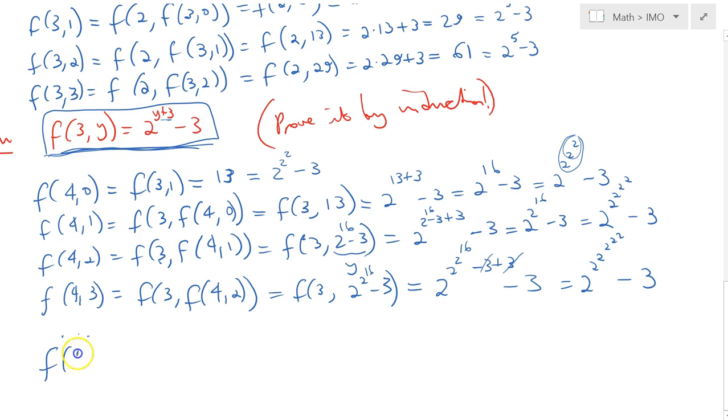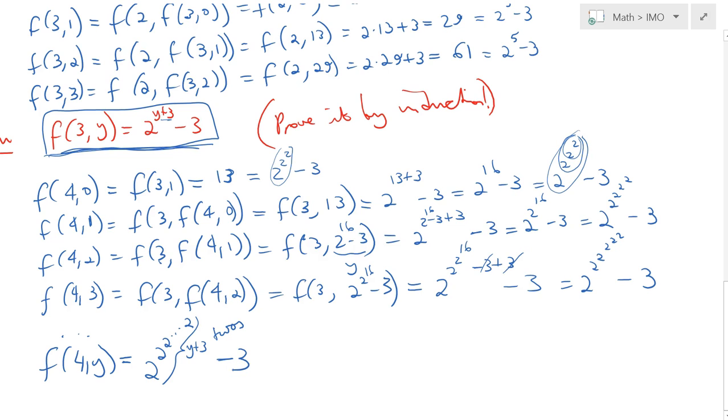Aha! So I nailed it, right? So we have the desired result, which, in general, is simply a tower of 2's. I need to be careful on counting the 2's. So how many 2's here? When y is 0, we have 3. When y is 1, we have 4 2's. Of course, when y is y, we have y plus 3 2's, followed by minus 3.